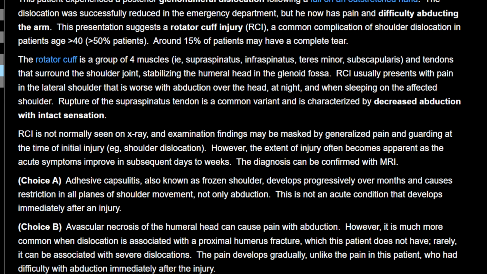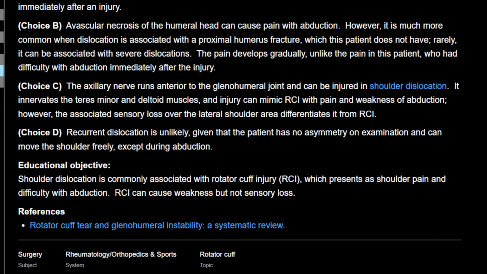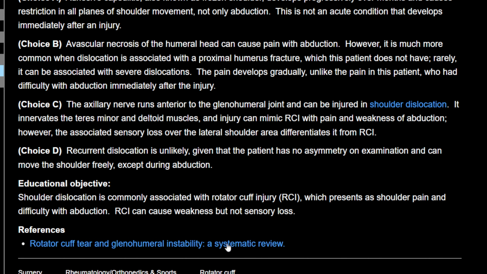Choice C. The axillary nerve runs anterior to the glenohumeral joint and can be injured in shoulder dislocation. It innervates the teres minor and deltoid muscles. An injury can mimic RCI with pain and weakness of abduction. However, the associated sensory loss over the lateral shoulder area differentiates it from RCI. Choice D. Recurrent dislocation is unlikely, given that the patient has no asymmetry on examination and can move the shoulder freely, except during abduction. Educational objective: shoulder dislocation is commonly associated with rotator cuff injury, RCI, which presents as shoulder pain and difficulty with abduction. RCI can cause weakness but not sensory loss.